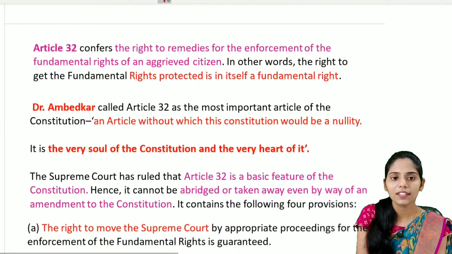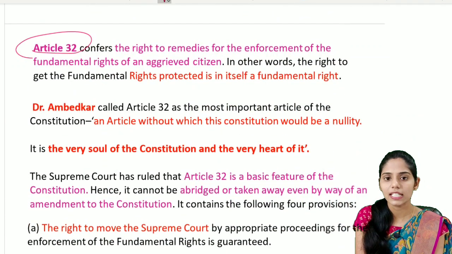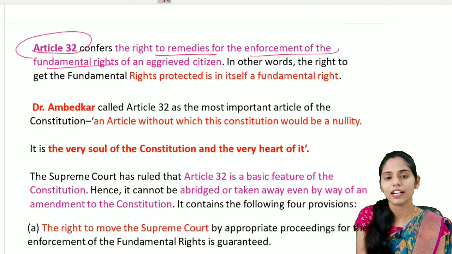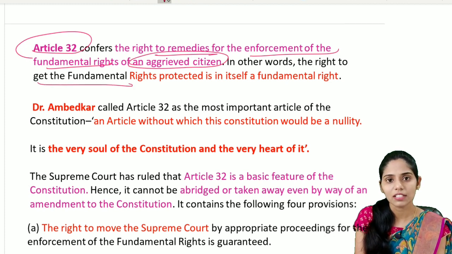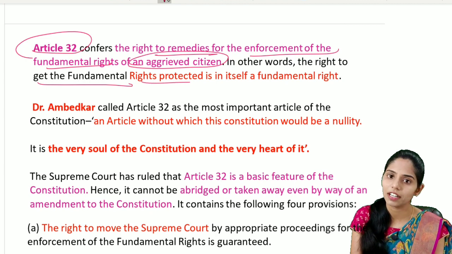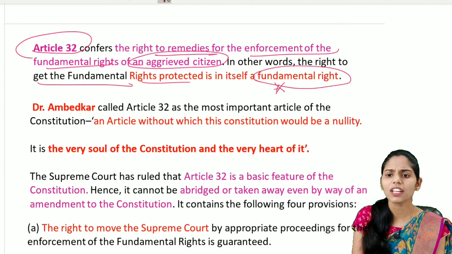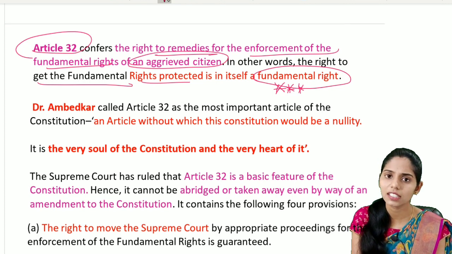So if you see the exact wordings of Article 32, it says the right to remedies for the enforcement of the fundamental rights of an aggrieved citizen. In other words, it also says that the right to get the fundamental rights protected is itself a fundamental right. So this is a very important thing, okay. So you may expect prelims questions regarding this Article 32.